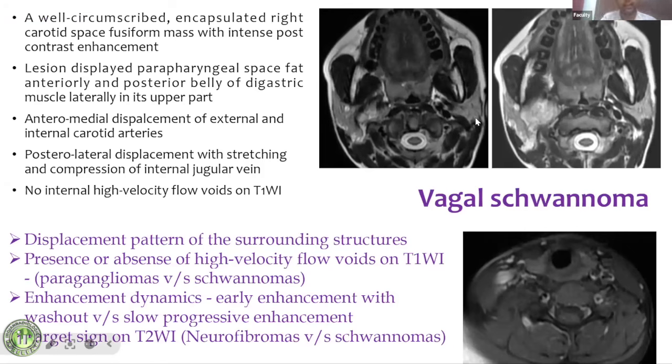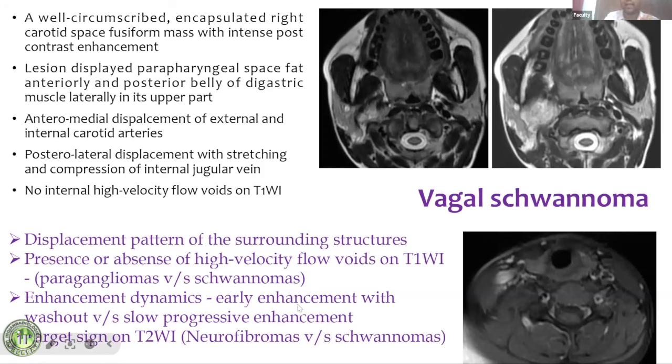Why it is a schwannoma and why it is of vagal origin, you have to define that. In the carotid space, there are two most important lesions that occur. One is the schwannoma, or you can write it as a benign nerve sheath tumor, and the second is a paraganglioma. So you have to look for any presence of high velocity flow voids within the lesion on T1. We did not find anything on our images.